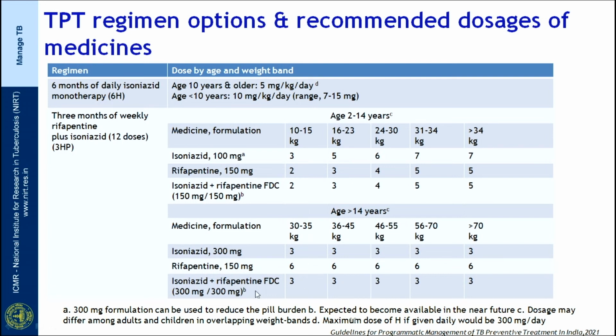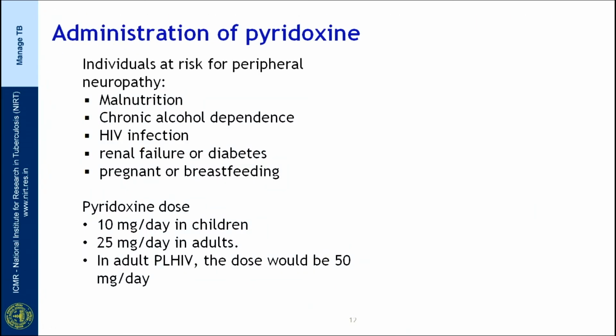And isoniazid and rifampicin as a fixed dose combination is also available as 300 milligrams of isoniazid and 300 milligrams of rifampicin, and these can be used. Now, regarding the administration of pyridoxine.